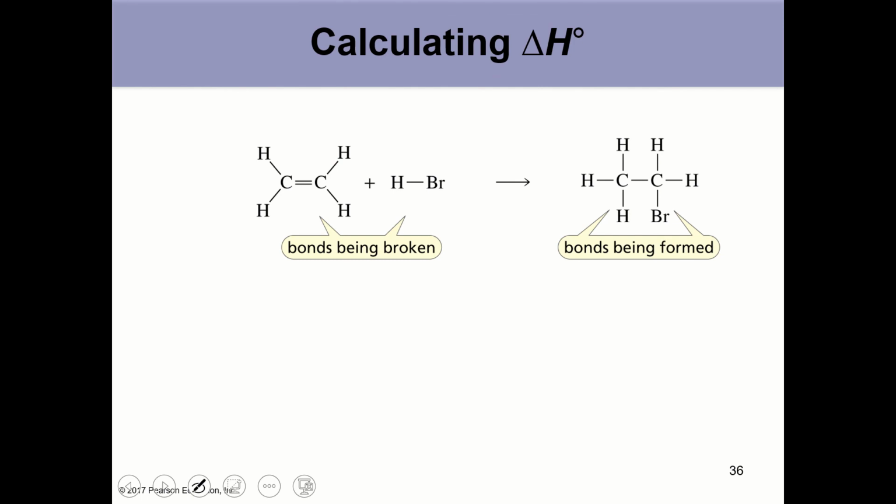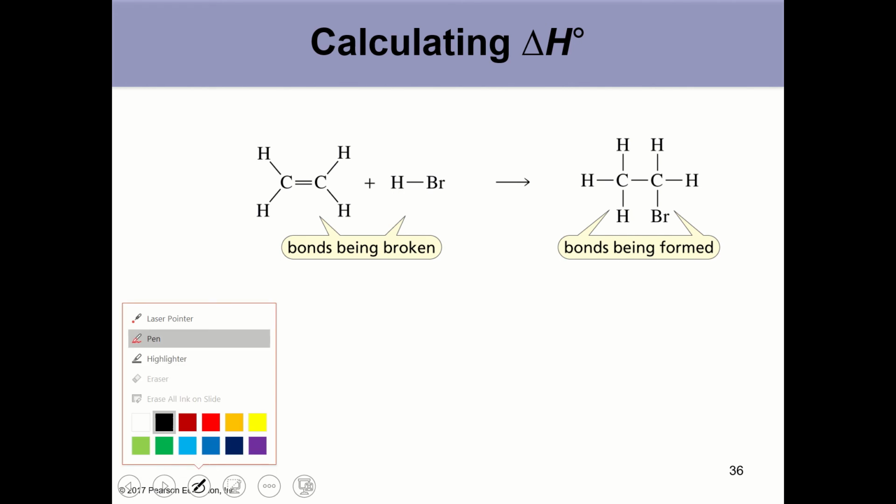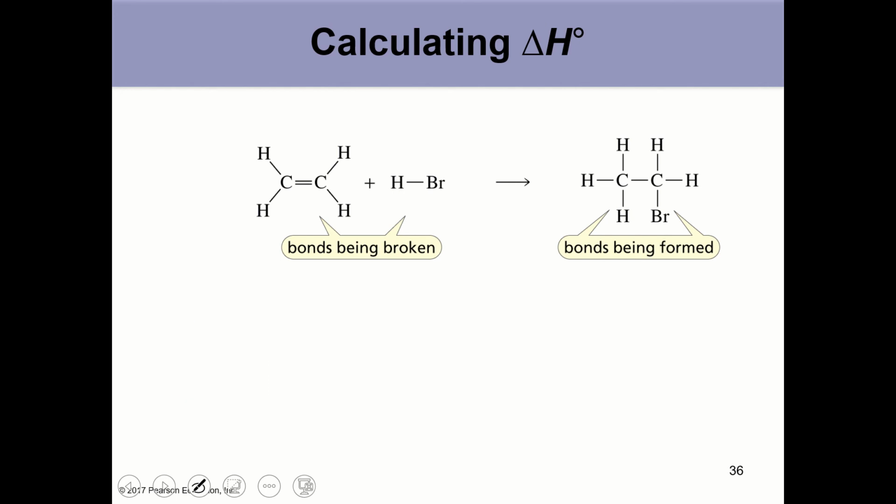Calculating delta H. Delta H, we're going to say bonds broken minus bonds formed. So what bonds are being broken when we take ethene, react it with HBr to make bromoethane? Notice that in the product, there are no pi bonds. The pi bond breaks.